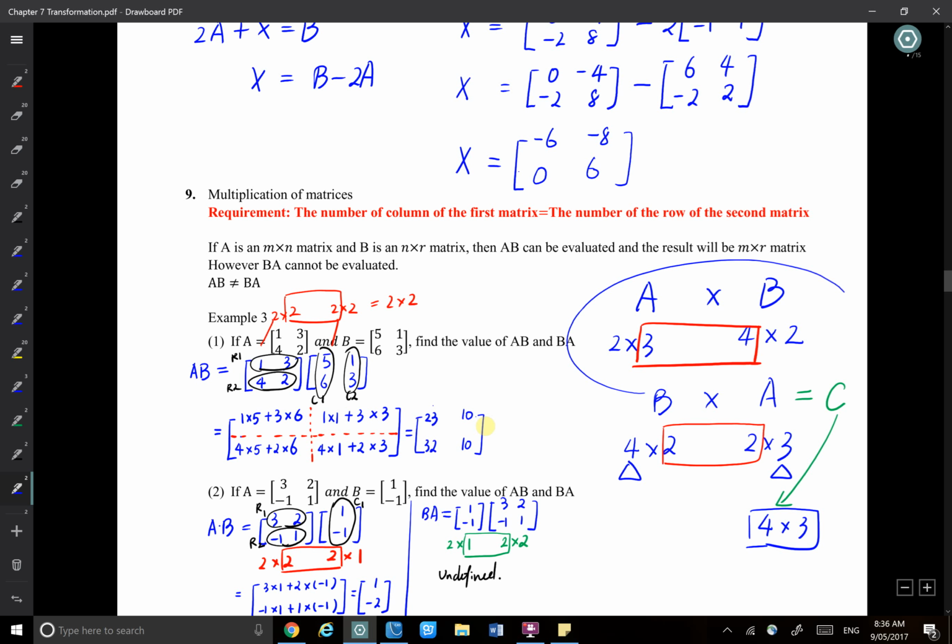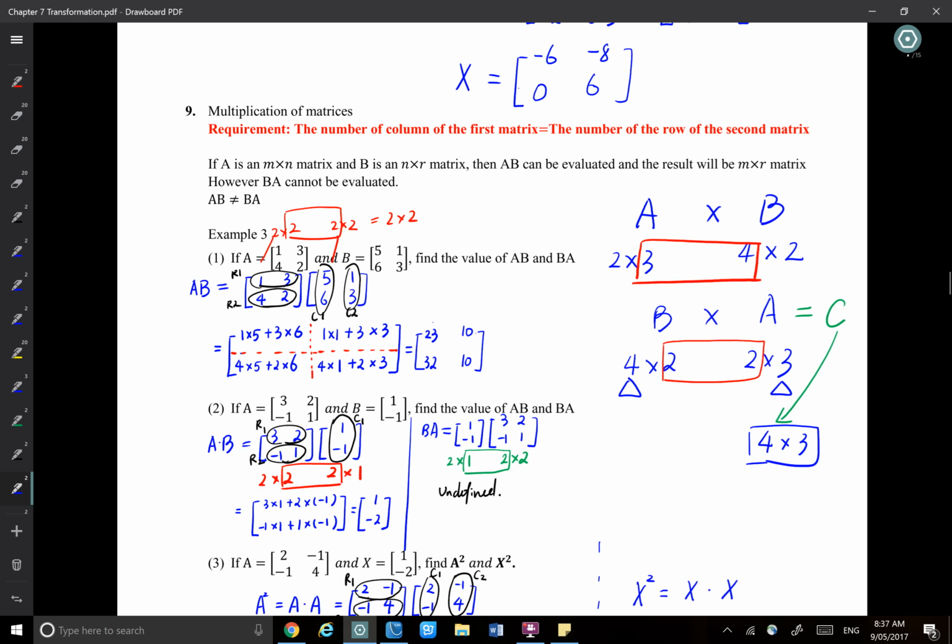Just have a look at this example. For A times B, the number of columns and the number of rows are not the same, therefore A cannot be timed with matrix B. But if we do matrix B times A, then the number of columns and the number of rows are the same, so they can be timed together. When I have the matrix C as the result, it will become a 4 times 3 matrix. Okay, 4 times 3 matrix.